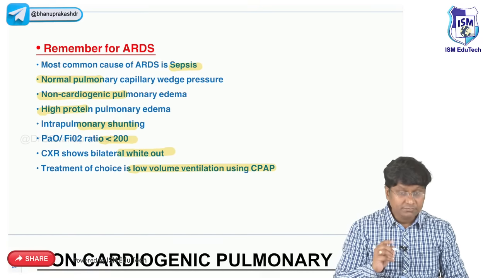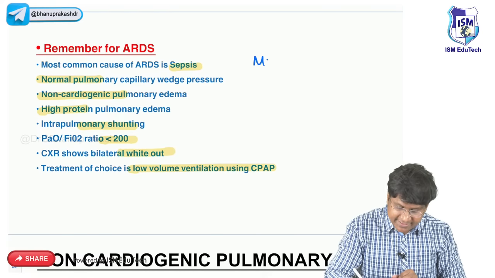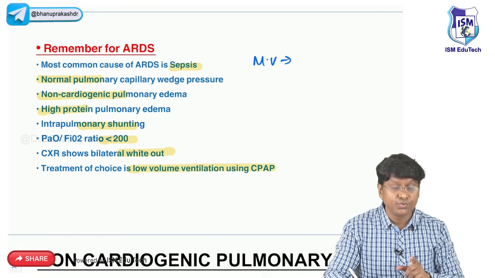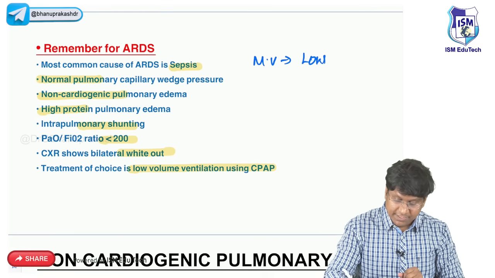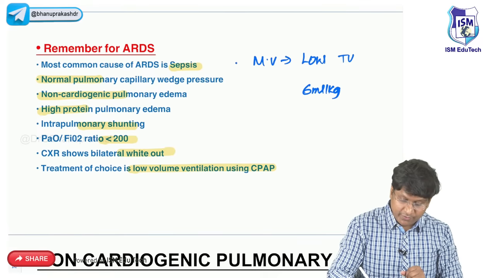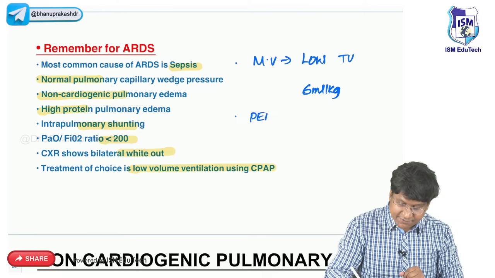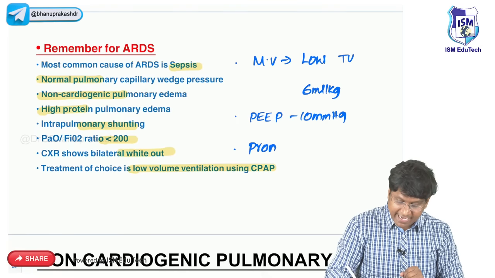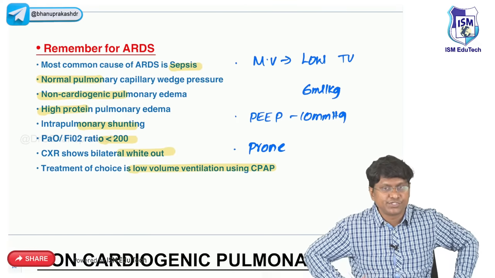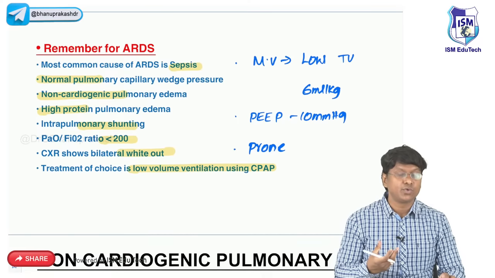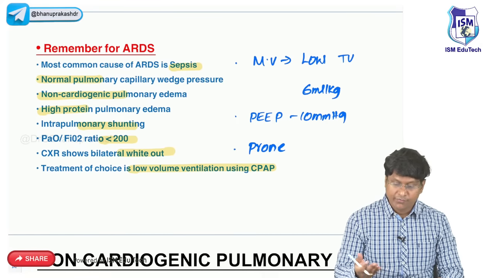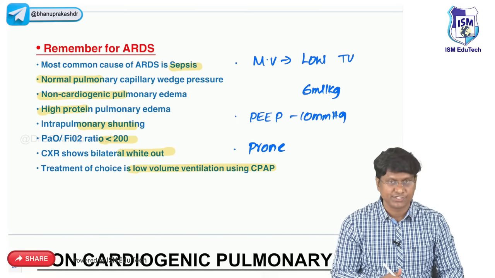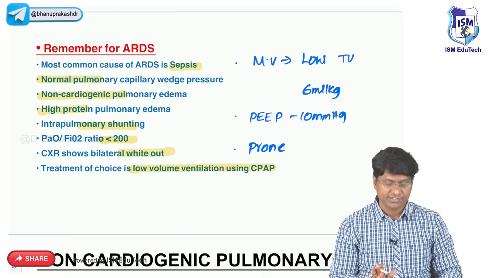Okay. And these mechanical ventilatory settings are very, very important. You are required to give a low tidal volume. And how much will the tidal volume be? That is around 6 ml per kg. And you are required to give an adequate PEEP, that is positive end expiratory pressure. And how much should that be? That is around 10 millimeters of mercury. And most of the time, these patients are managed in the prone position rather than the supine position. Why? Because there will be recruitment of the dependent lung zones when you make the individual lie down in the prone position. Okay. So this is about the important points related to ARDS.